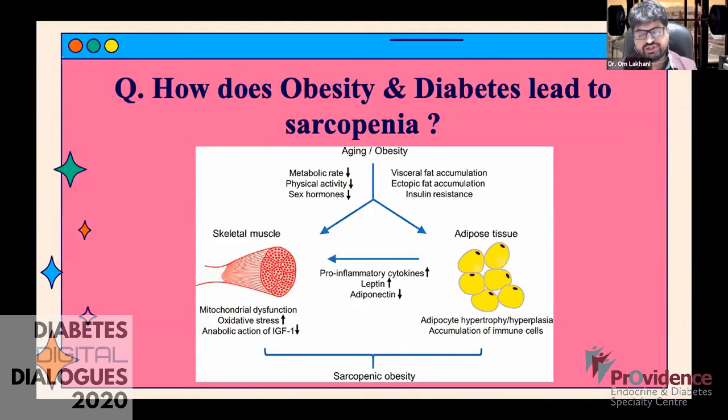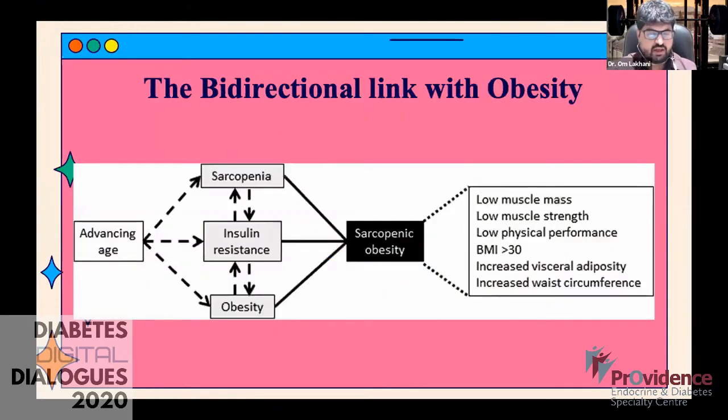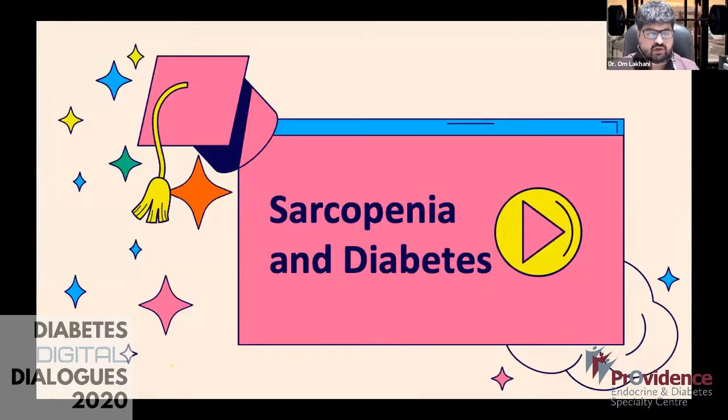Again, I'll not go into too much detail, but remember, obesity is a sort of mild pro-inflammatory state, and this pro-inflammatory state leads to depletion of the skeletal muscle, leading to a bidirectional link. Reduced skeletal muscle again reduces the overall function, increases insulin resistance, and often worsens the obesity. So, like I said, there is a bidirectional link between obesity and sarcopenia.